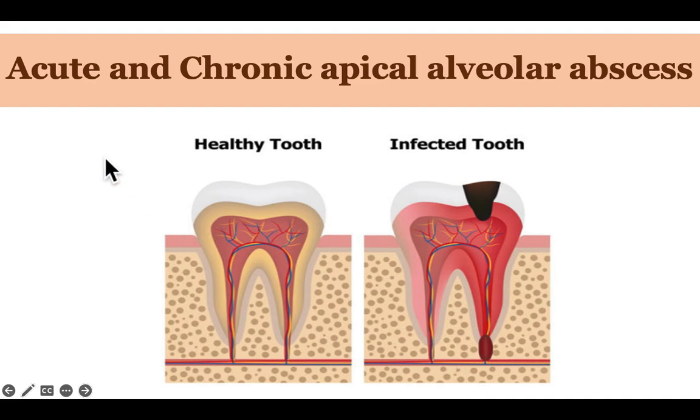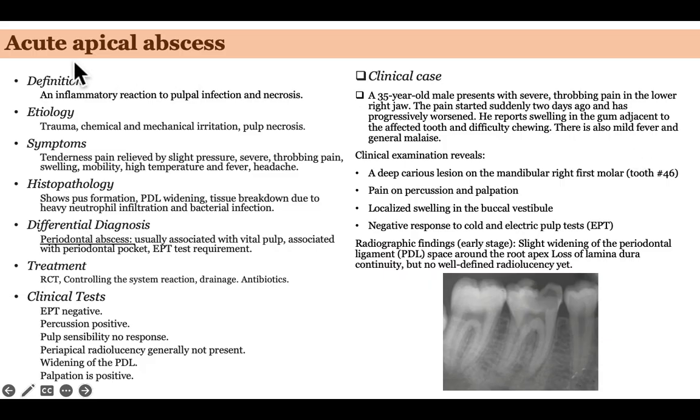Today we're gonna talk about acute and chronic apical alveolar abscess. Generally, an abscess is due to pulp necrosis, but pulp necrosis can be caused by trauma, chemical, or mechanical irritation. For symptoms, we have tenderness, pain relief by slight pressure, severe throbbing pain, swelling, mobility, high temperature, fever, and headache.